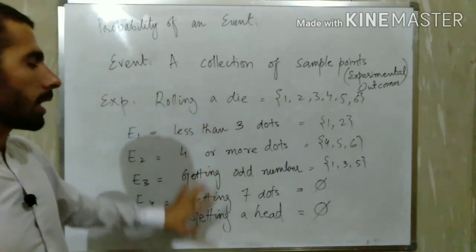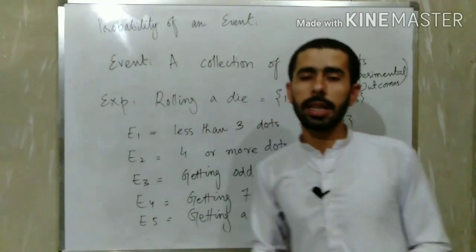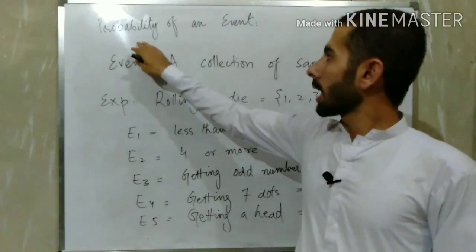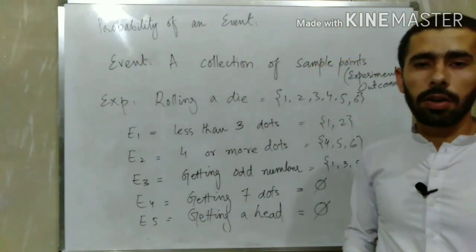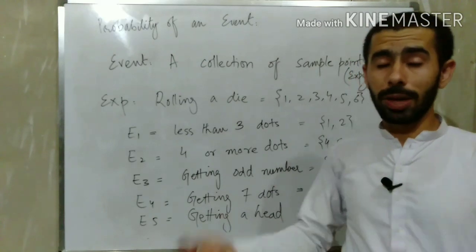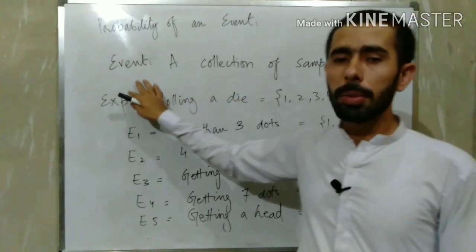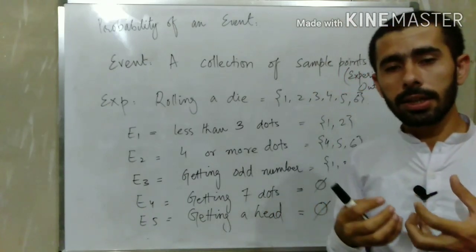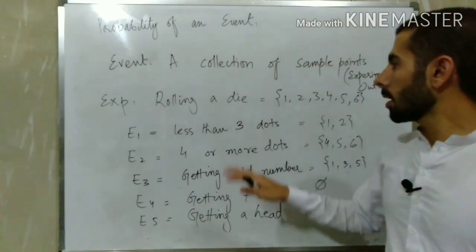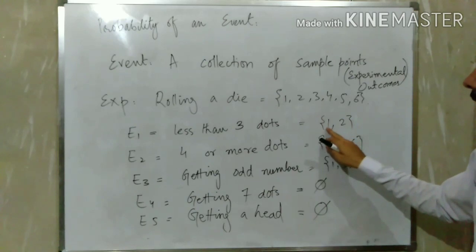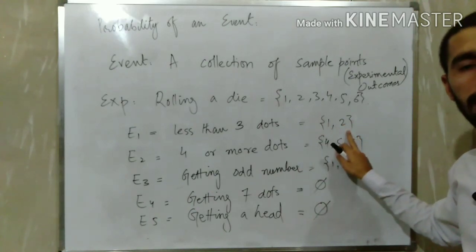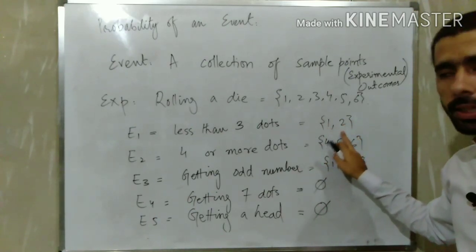Now once we are clear with the definition of an event, the next thing is to assign probabilities to an event. We say that the probability of a complete event is the sum of the probabilities for all its components, for all its elements, for all its sample points.